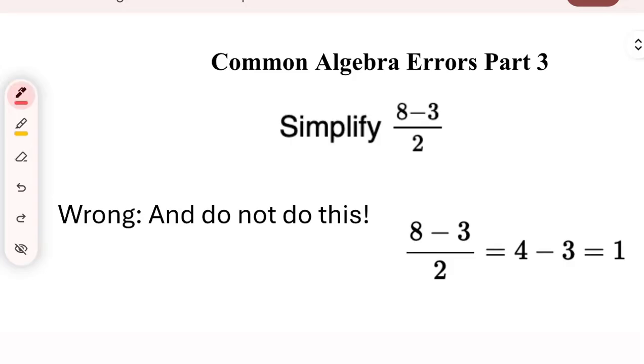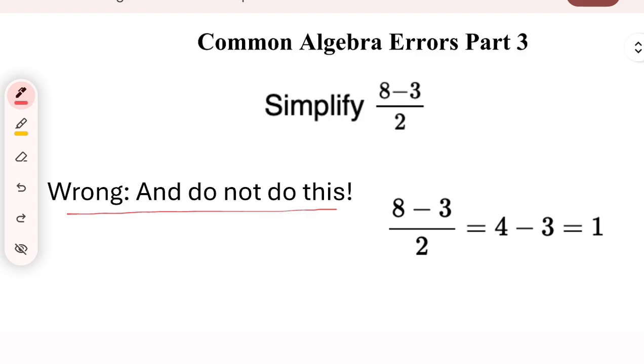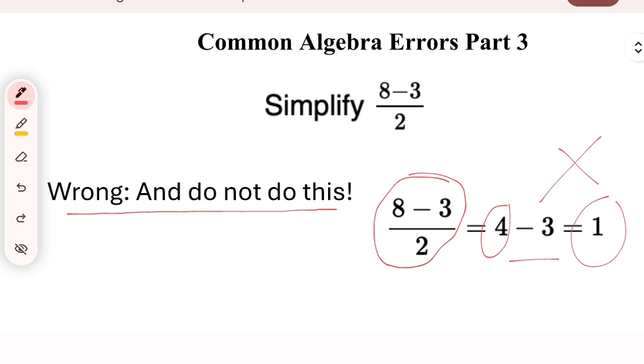In this third part, we have here simplify 8 minus 3 divided by 2. And this would be wrong. Please do not do this kind of process. Please do not divide 8 by 2, and then have 4 minus 3 equal to 1. This is completely wrong. You cannot do that.